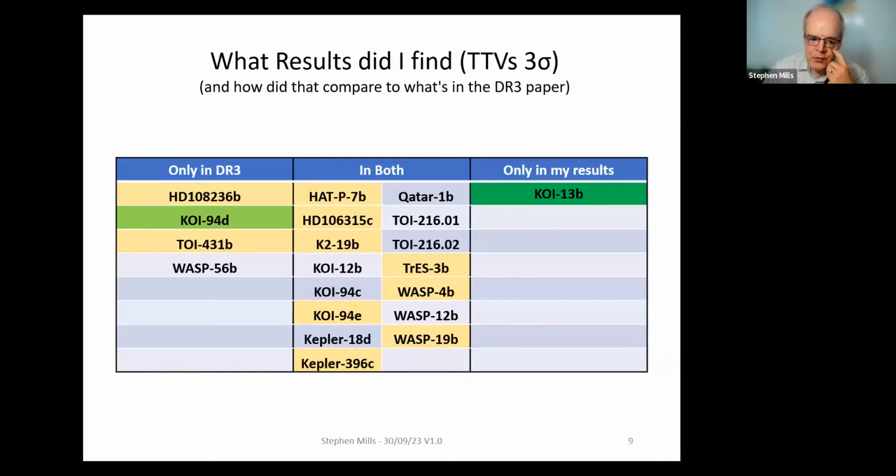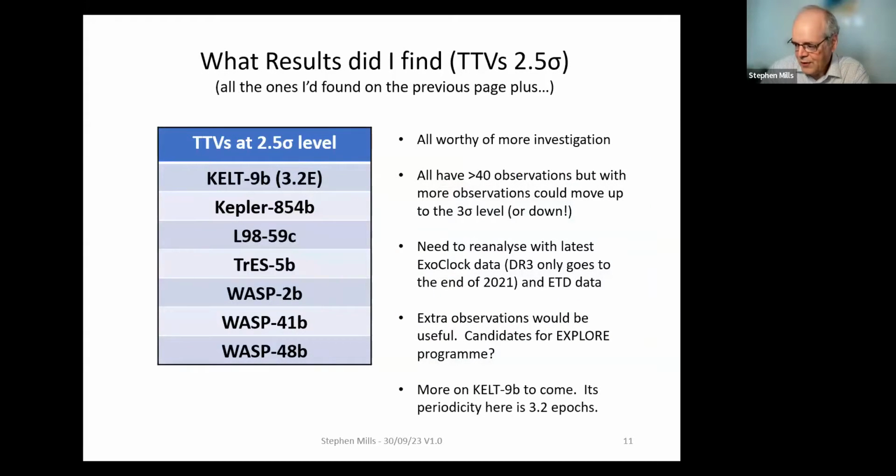And one of the things I wanted to try was find things that were nearly significant. So as I said, these are results you could find at the 3 sigma level, but I also looked at things that you could find at the 2.5 sigma level. And there's a number of planets there which I think are worthy of more investigation. They've all had about 40 transit observations or slightly more, but with even more observations, who knows what will happen? They could all move up to the 3 sigma level, which might detect some interesting variations, which might imply further planets. But as with all science, more investigation and more data is required.